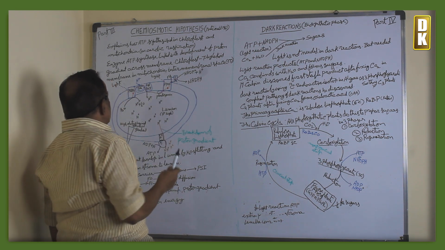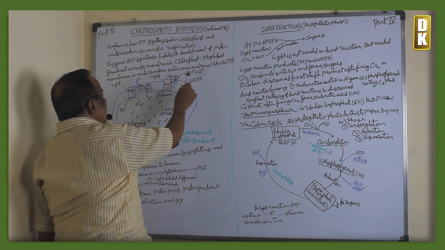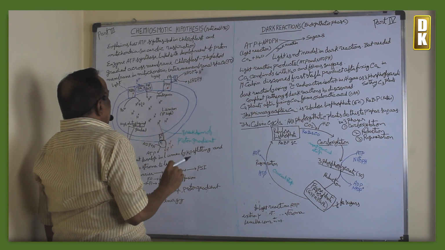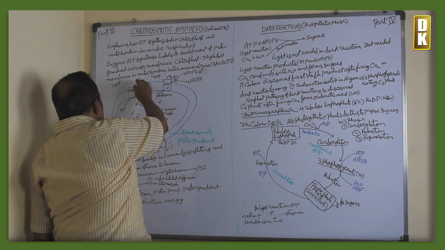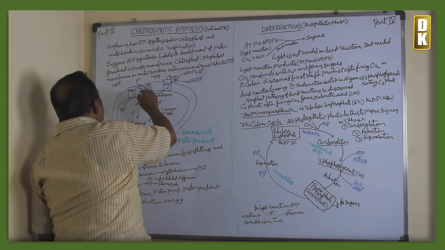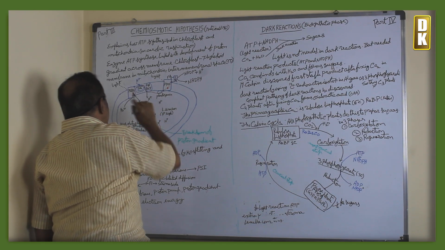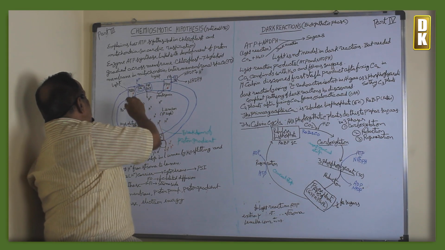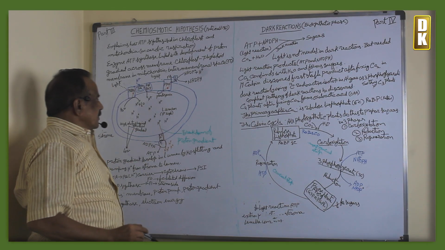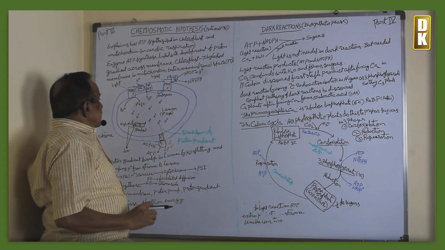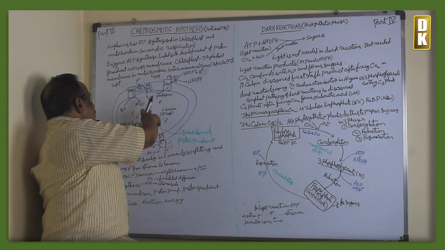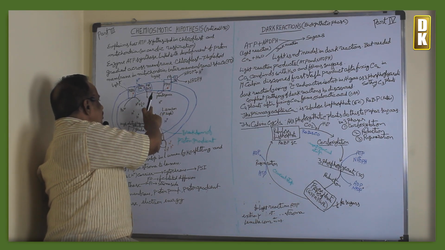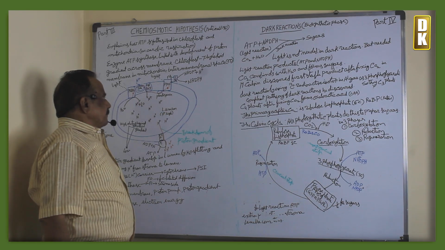So in two ways, from the stroma side, protons are decreasing, and in one way the proton is increasing by the pumping method, using the energy of the electron which came from photosystem 2. In this way, proton is pumped and proton concentration develops in the lumen.